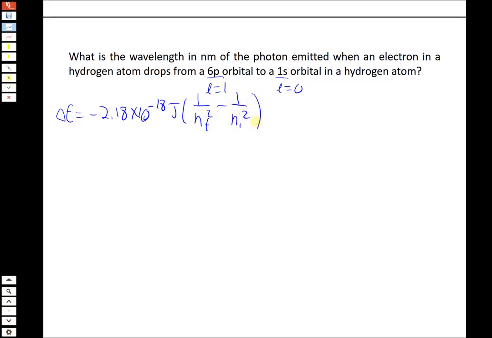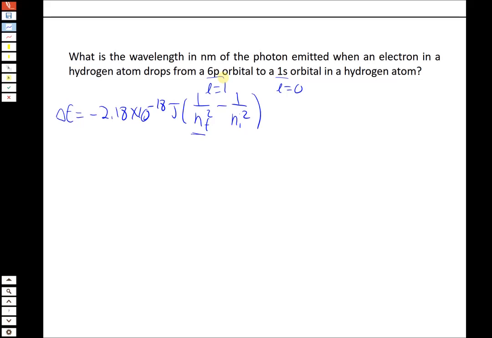Alright, so for a one electron system like a hydrogen atom, we don't care what the value of L is. L has no effect on the energy if you only have one electron in your atom. So in this case, again, we only need the value of n. It doesn't matter that it's 6p and 1s. It could be 6s, 6p, 6d, 6f, 6g, and so on. Whatever the L value is, all that matters for the Bohr equation is the value of n, which is going to be 6 and 1 in this case. So don't be thrown off by that.